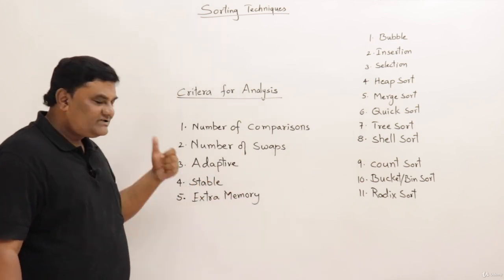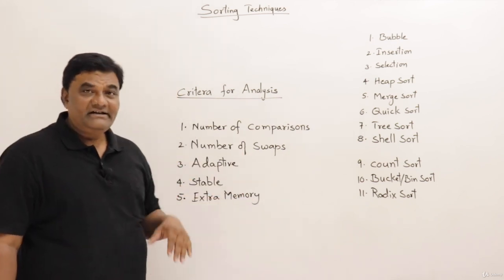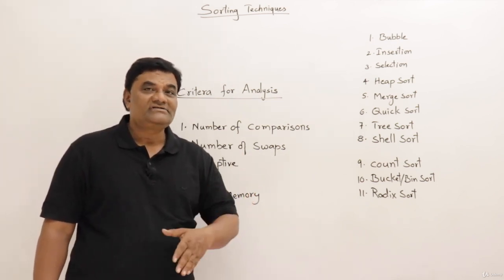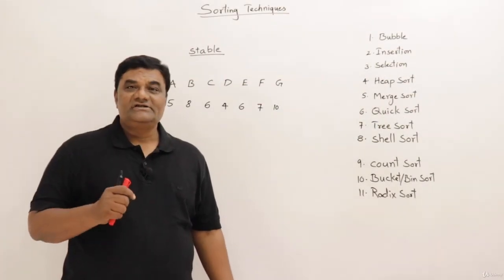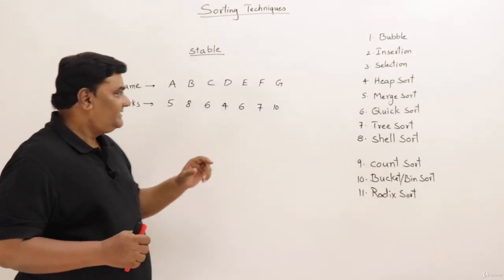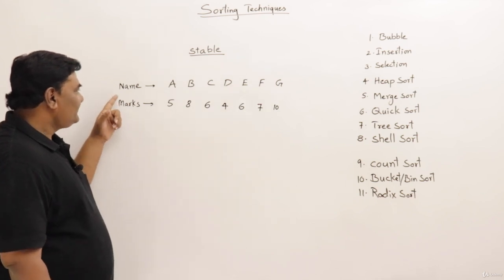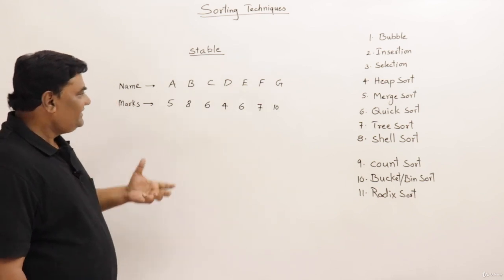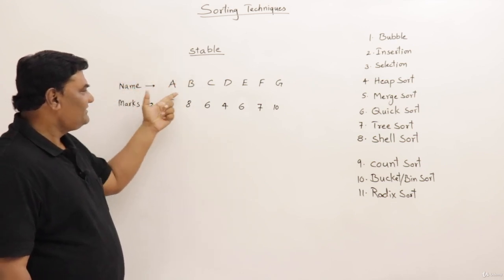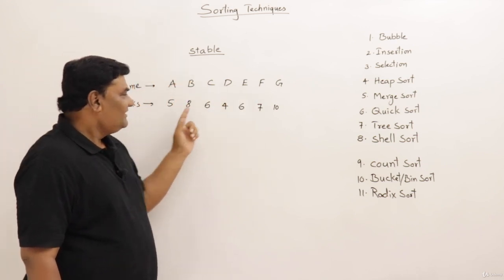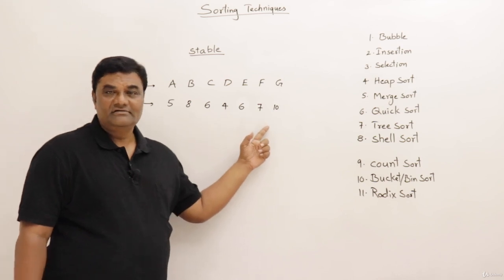Then I have to explain to you stable. So I'll remove this and take an example to show you what is the meaning of stable and importance of stable. Now let me explain to you what does it mean by stable. For explanation, I have a list of names and marks. Actually, these are records of students. Suppose these are student names. I have taken just alphabets, names of the students and their marks, right?